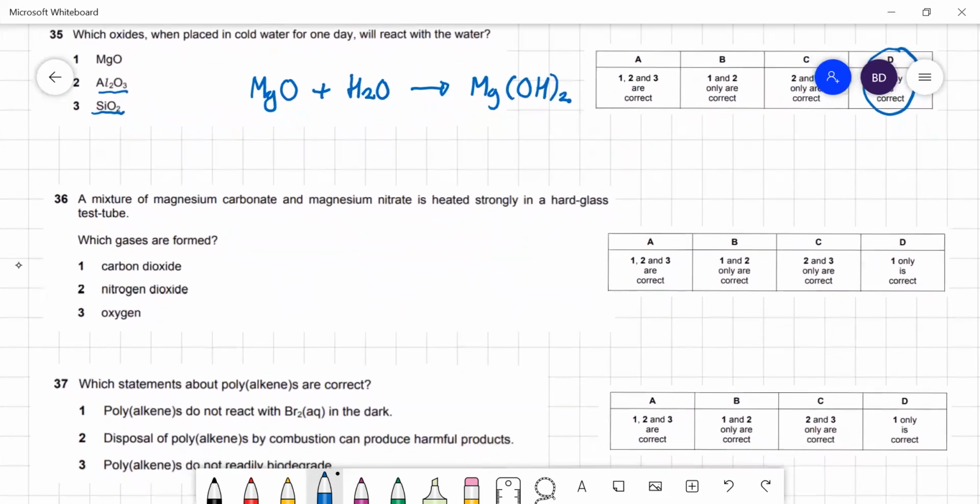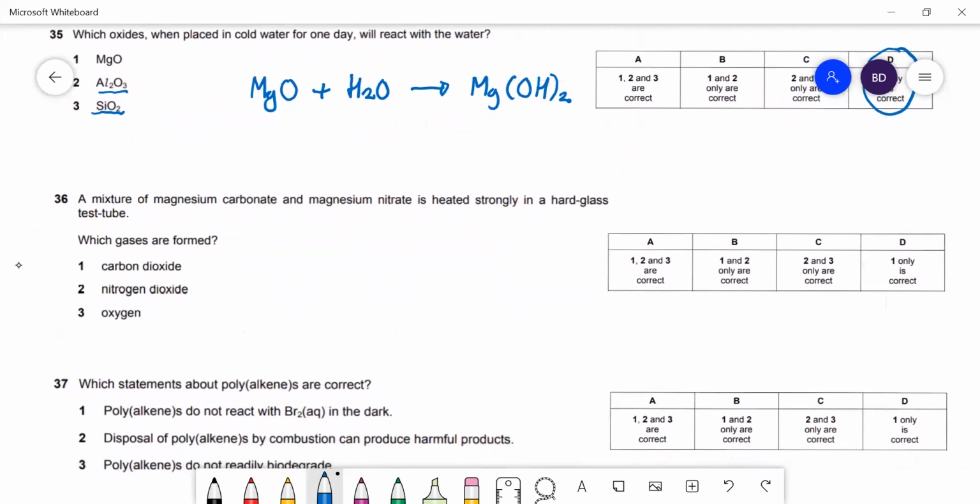A mixture of magnesium carbonate and magnesium nitrate is heated strongly in a glass test tube. Which gases are formed? Right, so magnesium carbonate will decompose pretty easily at a fairly low temperature to give CO2. Magnesium nitrate, Mg(NO3)2, gives you magnesium oxide, nitrogen dioxide gas, and oxygen gas. So you're going to get all 3 of those gases there. So the answer is A.